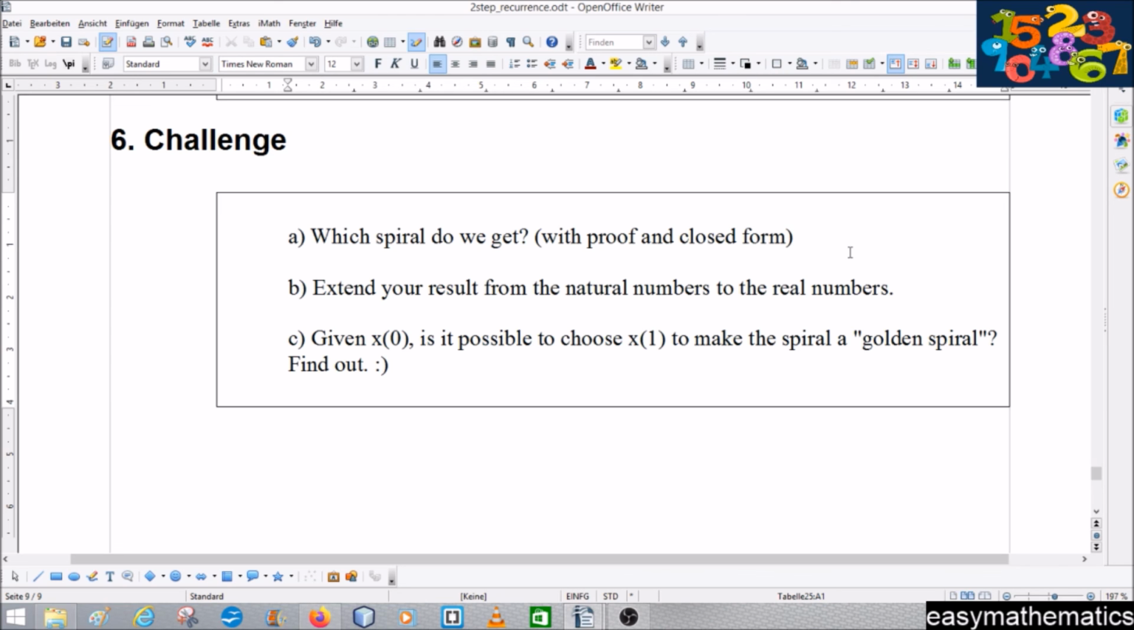Then you can extend your result from the natural numbers, so from n, these vectors xn are like a discrete sequence. But if you have a closed form, you can extend your result from the natural numbers to the real numbers, with a quite natural choice, of course. And after you have figured out what kind of spiral this is, you can try to find out if, given an initial vector x0, it is possible to choose x1 to make the spiral a golden spiral?